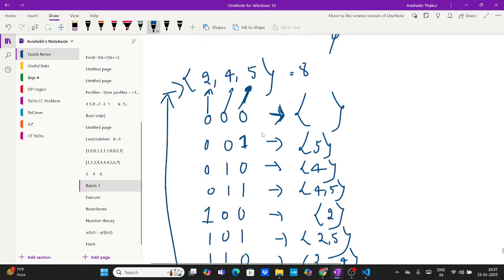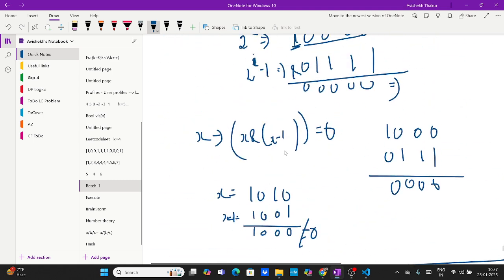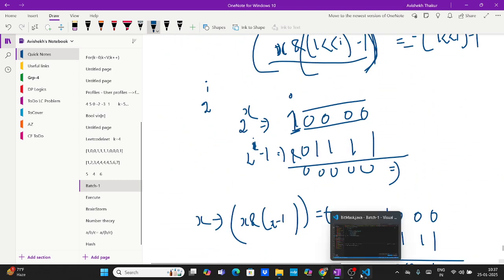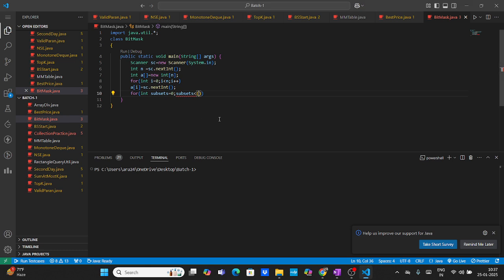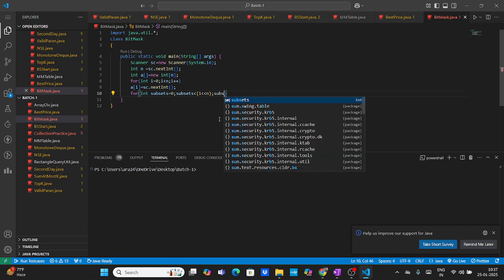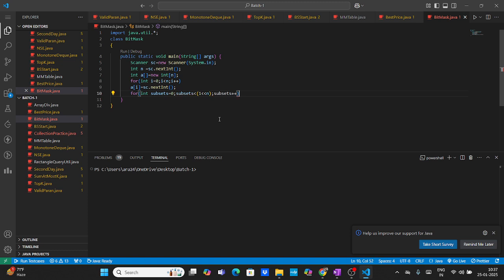Just now we saw, right? 2 power x. It should be one left shift n, right? Hey guys, one left shift n is nothing but 1 into 2 power n, right?